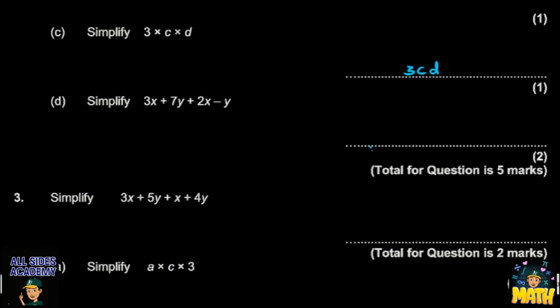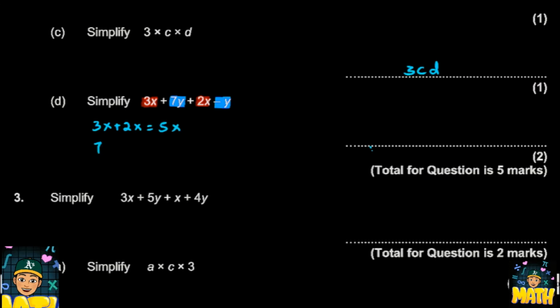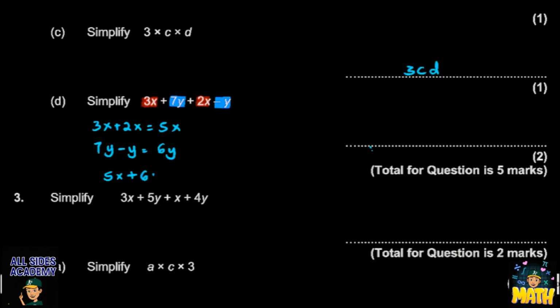In this, simplify 3x plus 7y plus 2x minus y. So these are 2 types of terms. We have ones that have x, we have ones that have y. So we're going to start by putting the like terms together. So I'll identify the x together with the x and the y with the y. So I'll add the like terms together. So 3x plus 2x to give you 5x. And then 7y minus y to give you 6y. Once I've done that, I now put them together so that I have 5x plus 6y as my answer for that.